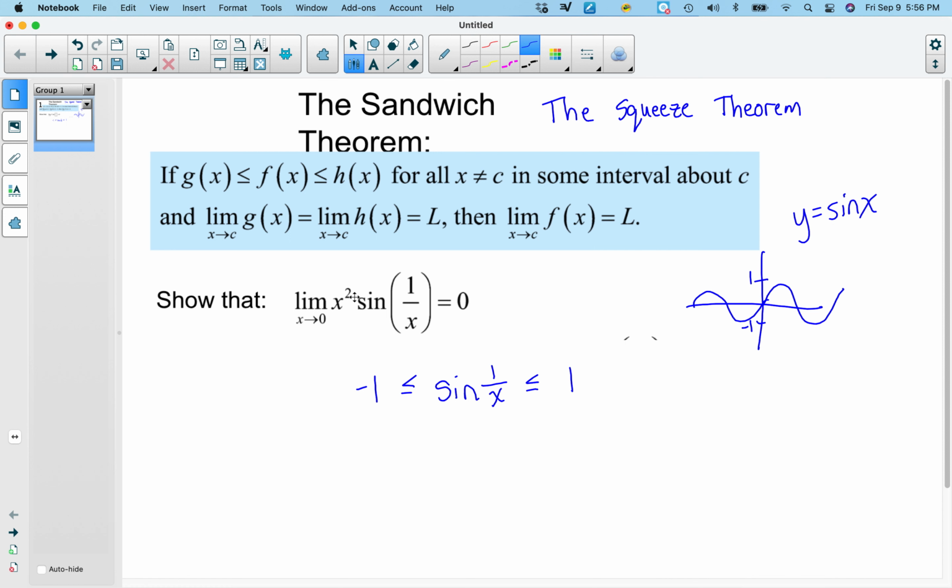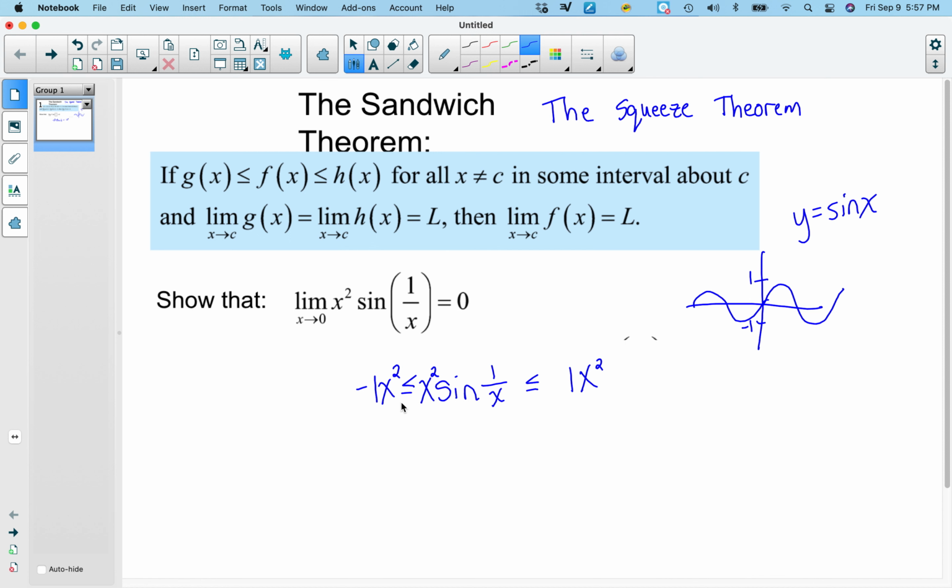So what I'm going to do next is multiply each part of my inequality by x squared. I know I can do that without changing the inequality symbols because x squared is positive. Even if x is negative, if I square it, it's positive. So if I multiply each piece by a positive value, then my inequality symbols won't change. So this would also have to hold true.